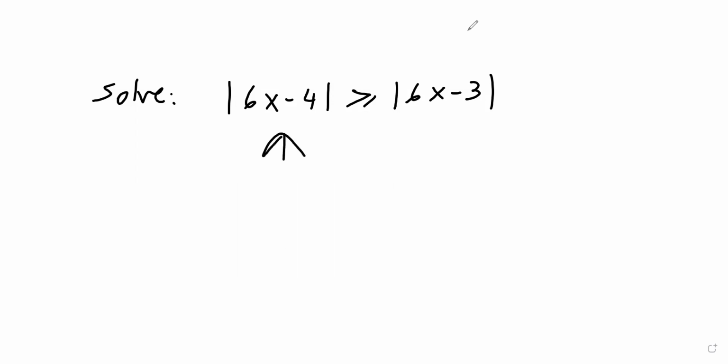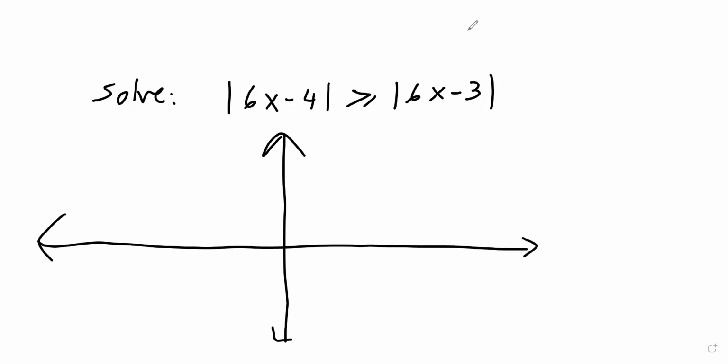The graph of the absolute value of 6x minus 4 is going to look like this. You set the inside to 0, so 6x minus 4 equals 0. That's going to be the vertex of the graph. So x is 4 over 6, which is 2 over 3. Let's say 2 over 3 is right here.